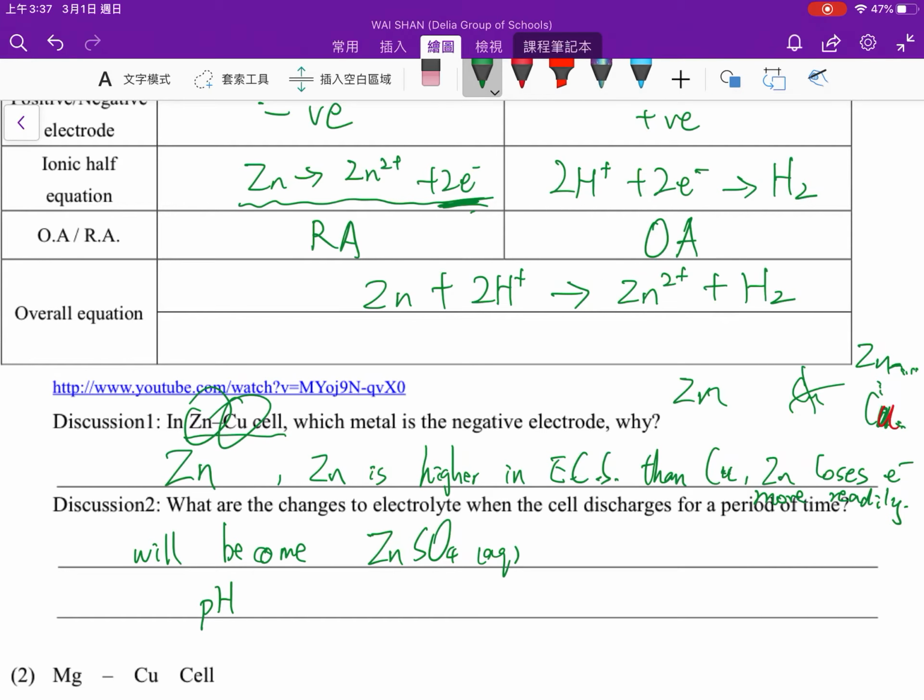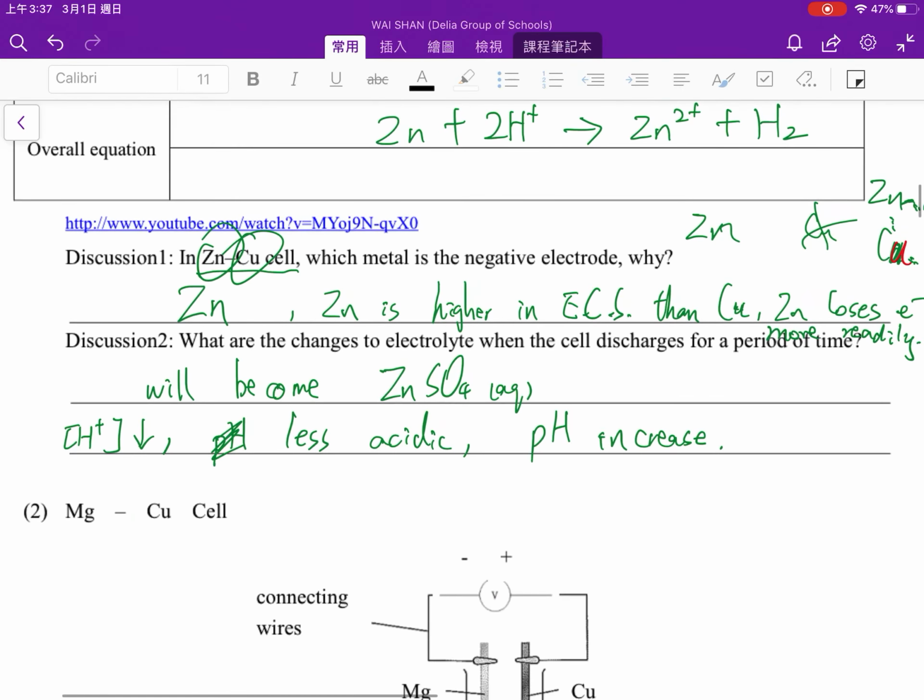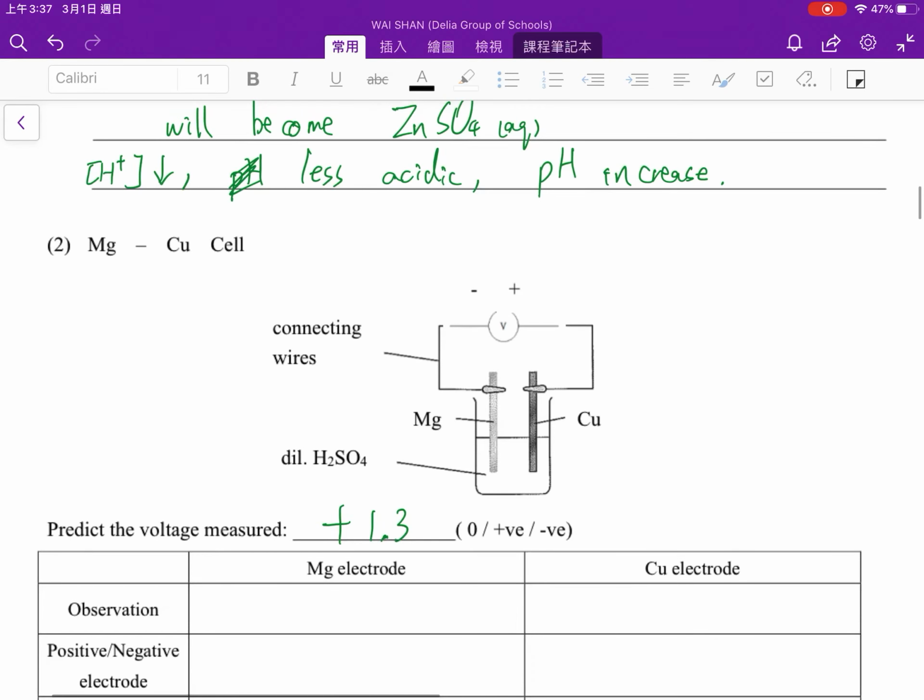Okay, the concentration of zinc sulfate will be higher, and for pH, because it's no longer sulfuric acid, the concentration of hydrogen ion is getting lower and lower, so it will be less acidic. So the pH will be higher, will increase, because it will not be as acidic as before.